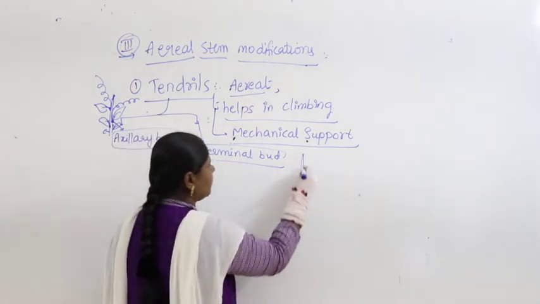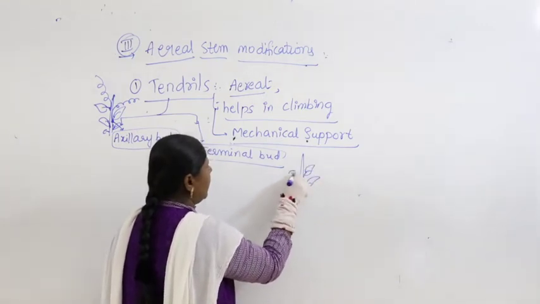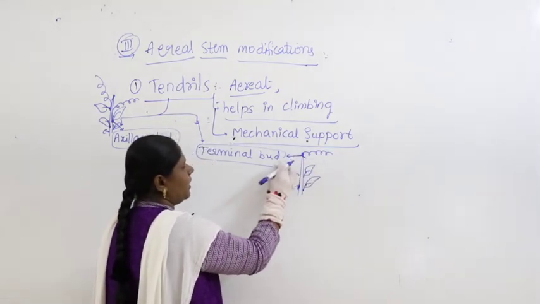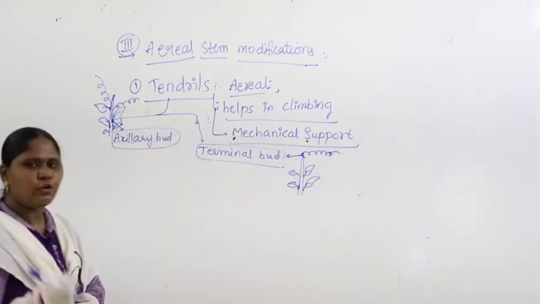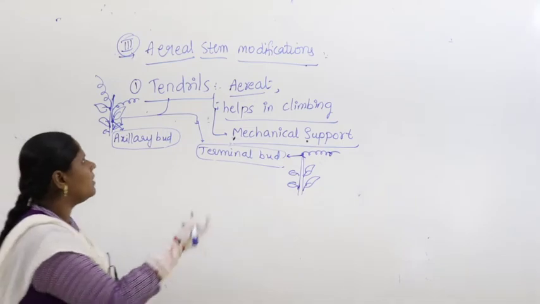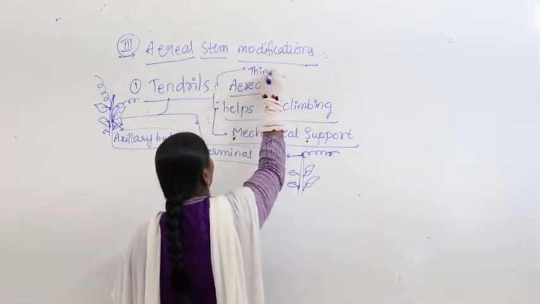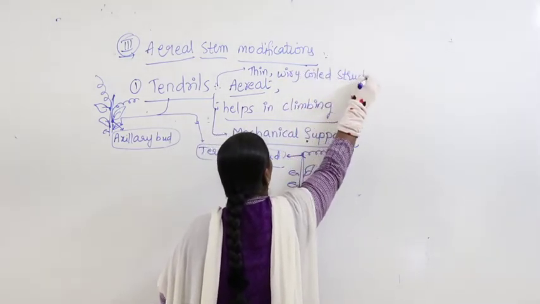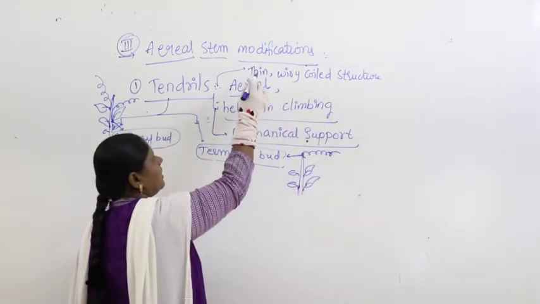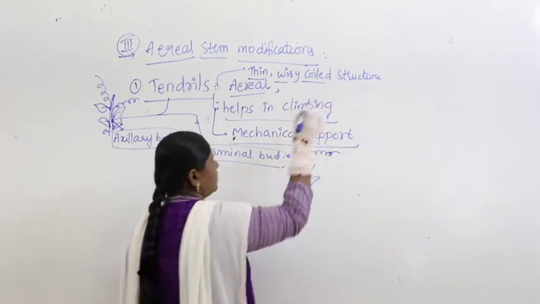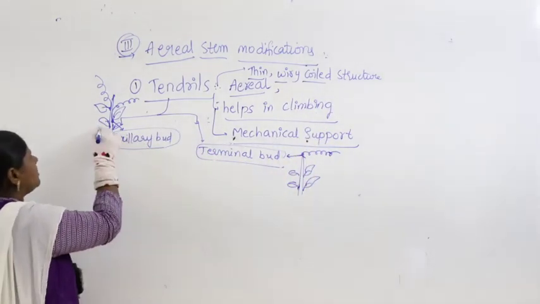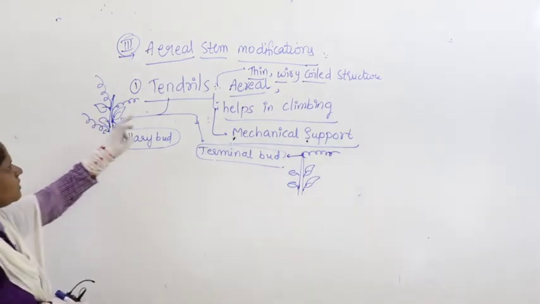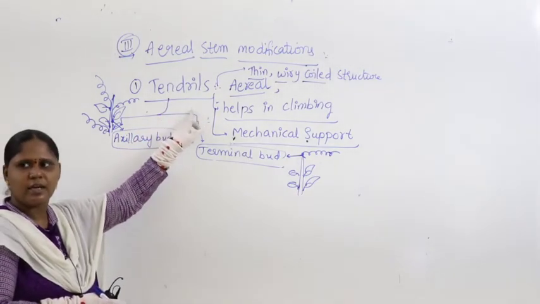So in some cases, if you take this as a plant, the terminal bud gets modified into tendril. So this is the terminal bud; it gets modified into tendril. If you look at what a tendril is, you can discuss this as a thin, wiry, coiled structure. How do you define a tendril? A thin, wiry, coiled structure. On the plants you can see in some cases a thin, wiry, coiled structure like this. These are called tendrils.